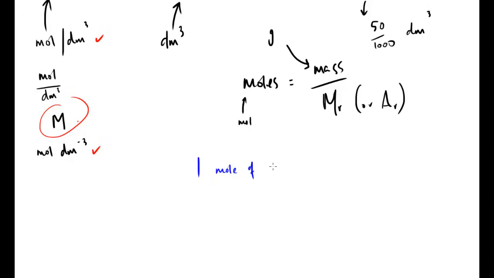Although you can actually calculate it now using this, and that is that 1 mole of an atom equals its Ar. 1 mole of a molecule equals its Mr. Actually change that, Ar in grams, Mr in grams.